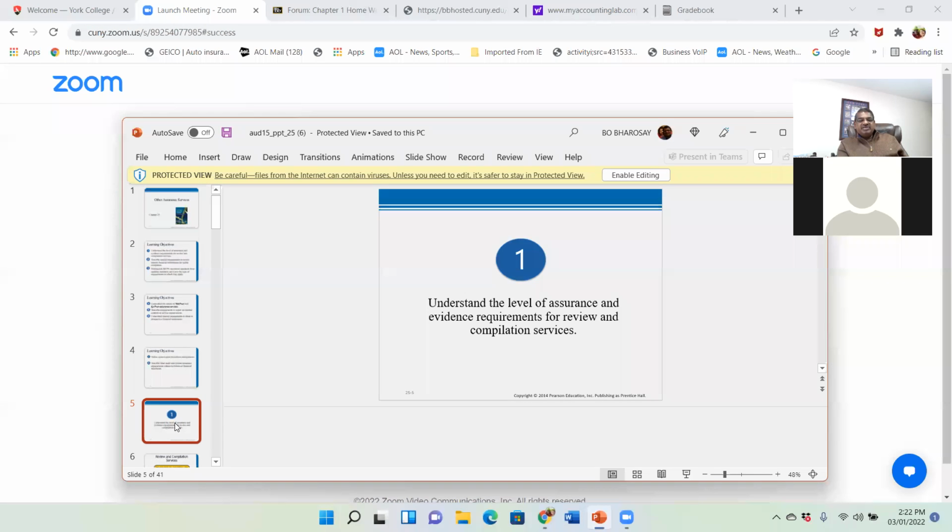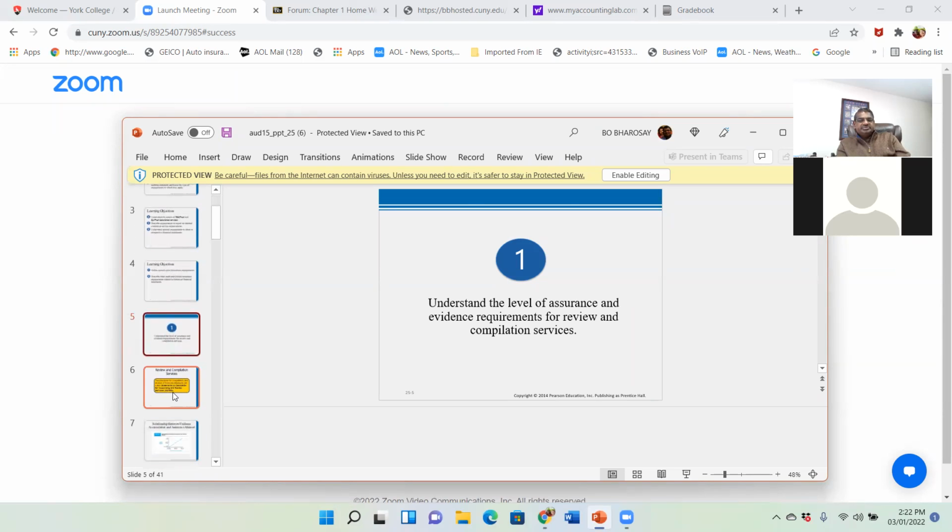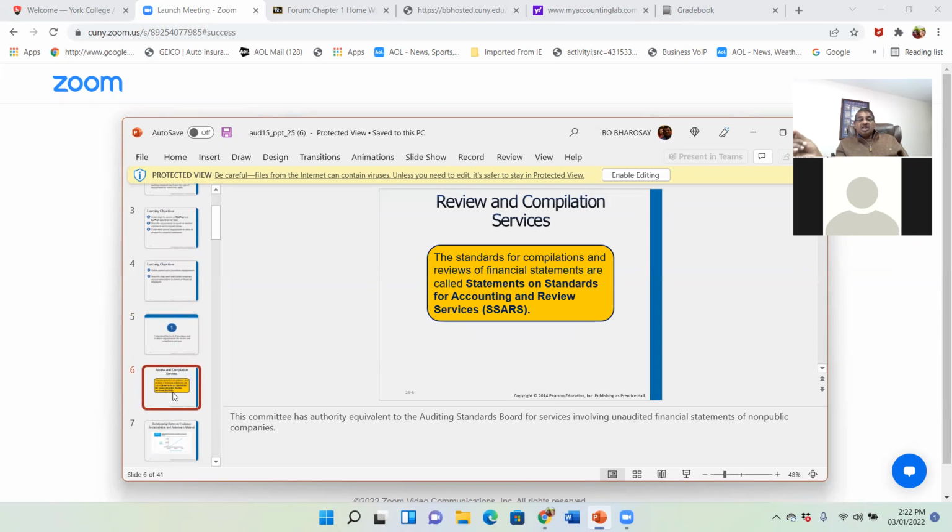Understand the level of assurance and evidence required for reviews and compilations. As I mentioned before, the standards for compilation and reviews of financial statements are called Statements on Standards for Accounting and Review Services, SSARS. And the SSARS are sponsored by the Accounting and Review Services Committee of the AICPA. They're the ones that determine these standards.